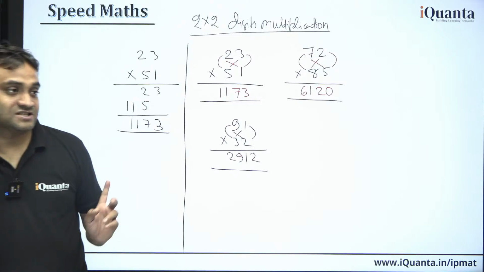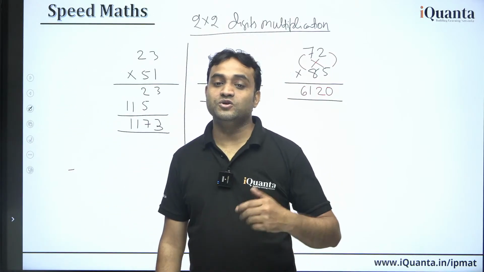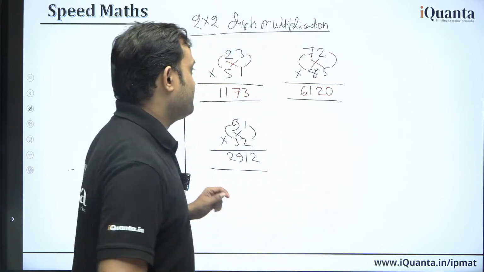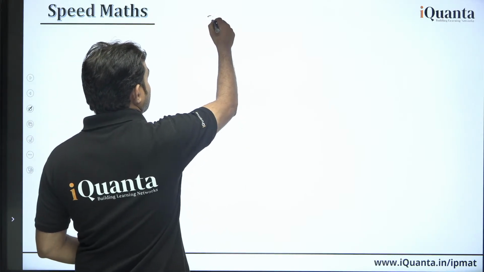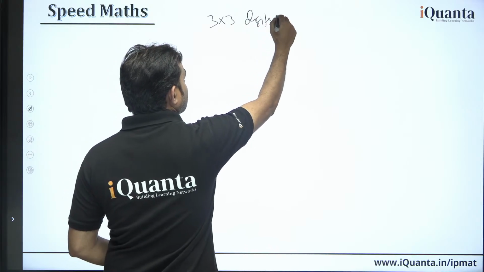Yes, your answer is absolutely correct. So this is how you can multiply two digit numbers. Now if we take next concept of 3 into 3 digits multiplication.